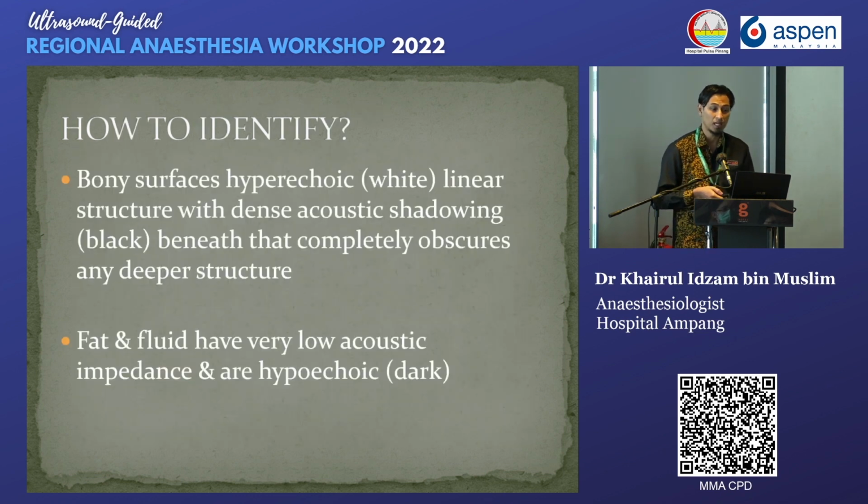So how to identify? Bony surfaces are hyperechoic, which is white line structures with dense acoustic shadowing, which is black beneath that, completely obscuring any deeper structures. Fat and fluid have very low acoustic impedance and are hypoechoic, which is dark.